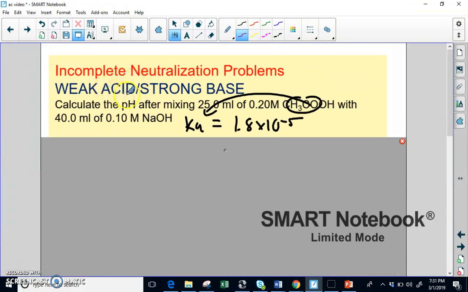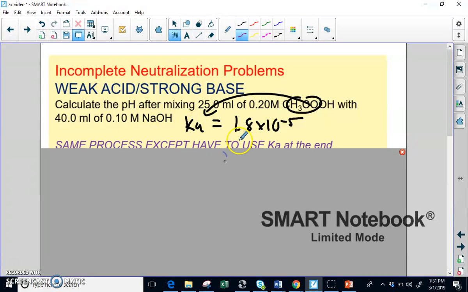The previous problem was when you have a strong acid and a strong base. We're now going to look at an incomplete neutralization problem when you have a weak acid and a strong base. So here, they want us to find the pH after mixing 25 milliliters of 0.2 M acetic acid, which is a weak acid, with 40 milliliters of 0.10 M sodium hydroxide, which is a strong base. And here they're giving us the Ka, which I forgot to give you, so I wrote it in: the Ka of acetic acid is 1.8 times 10 to the negative 5.